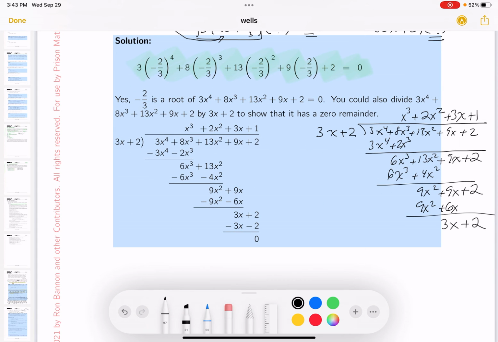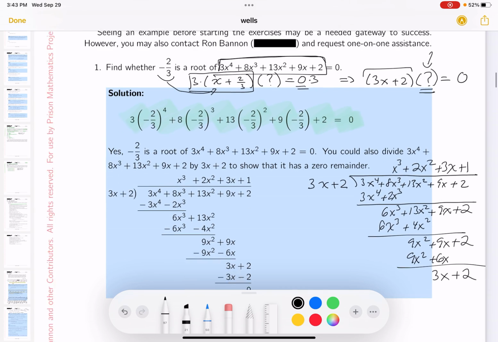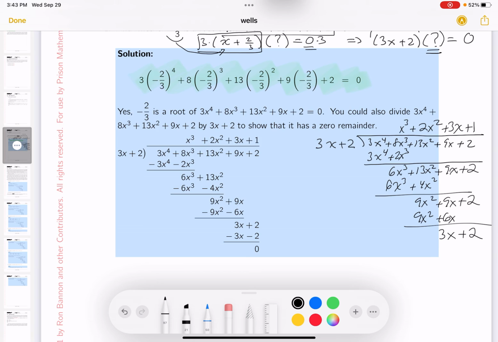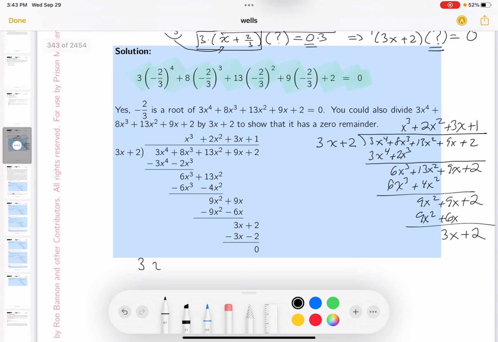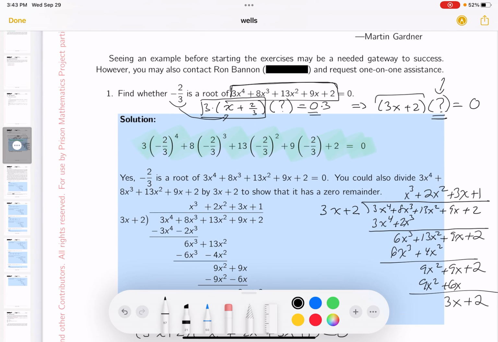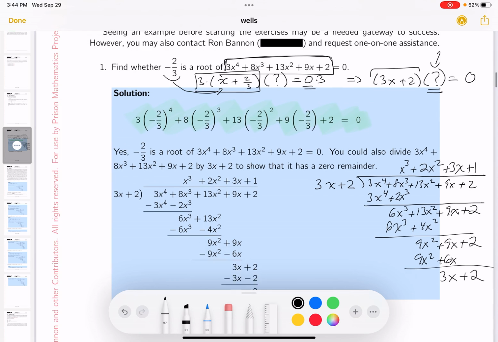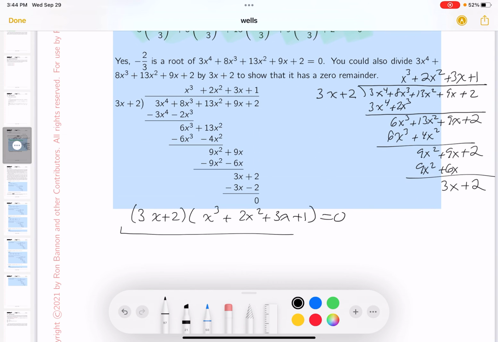So I'm going to say that really fourth degree awful looking polynomial now factors into, let's write this down, and you could check this if you want, (3x + 2) times (x cubed + 2x squared + 3x + 1) equals 0. Now, I want to go back over here. The bottom line is it didn't ask me to factor it, but I'm glad I did this part because it's important you can get that.